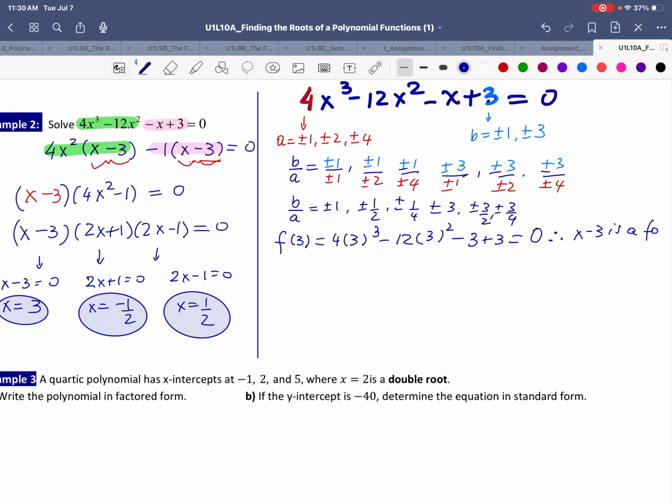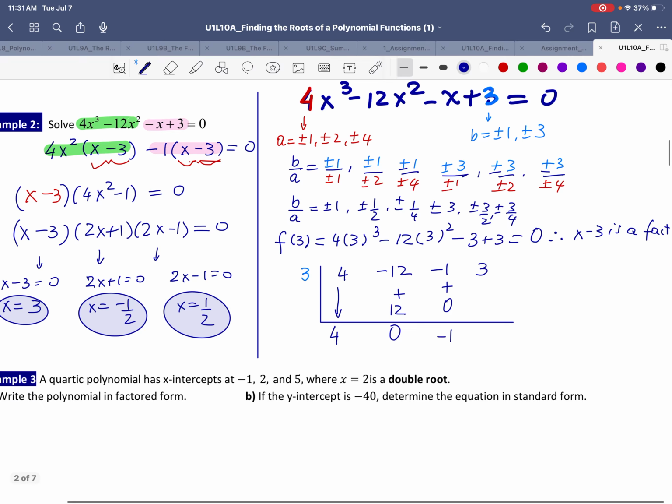So once we discover this, then we start our division. So number 3 is going to sit nicely and quietly here. And now we're going to list our coefficients 4, negative 12, negative 1, and positive 3. Bring 4 down, multiply by 3, add. And then 0. And then 3 times 0 is 0, add this together, bring negative 1. Negative 1 times 3 is negative 3, and as promised, the remainder is 0. So we're going to say that this will be our x squared term, this is going to be our x term, and lastly, the negative 1.